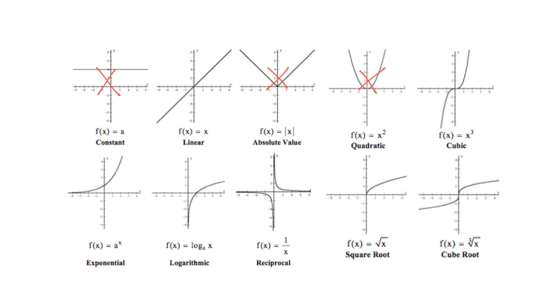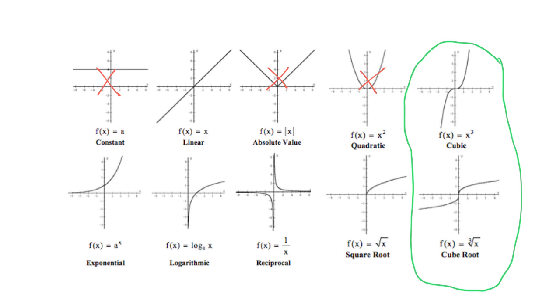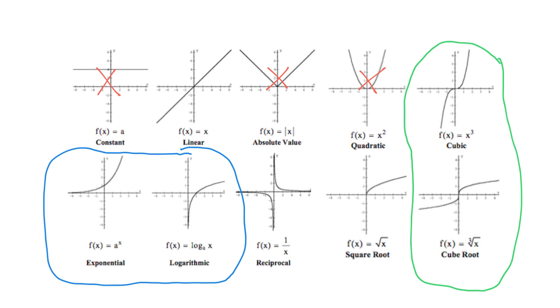In fact, I can circle some here that are actually inverses of each other. The cubic function can be undone with the cube root function. Those functions are inverses of each other. Also, the two that we'll pay most attention to in this unit, the exponential function and the log function, are inverses of each other.